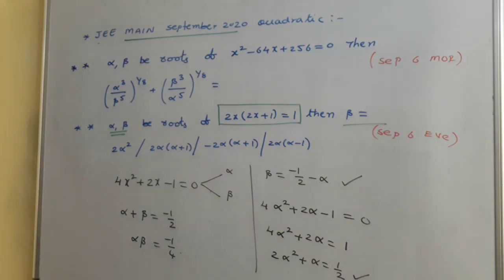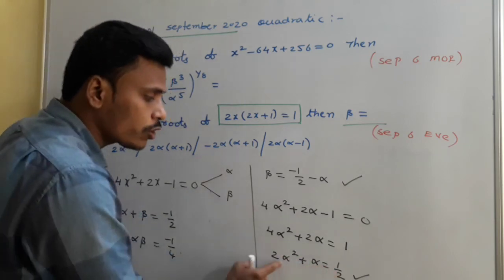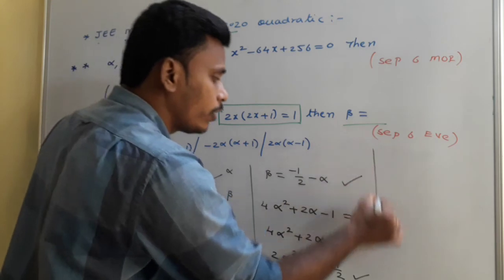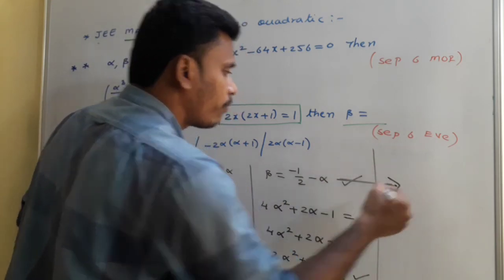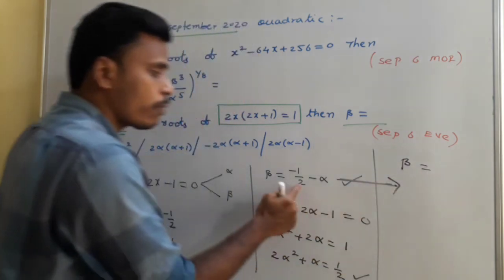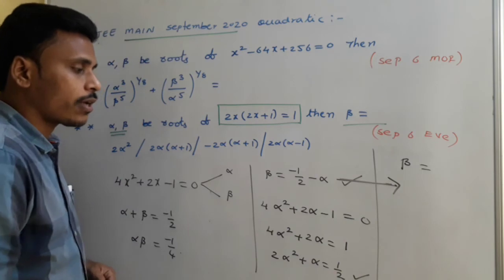Okay. From sum of the roots, beta is equals to minus 1 by 2 minus alpha. And since alpha is a root, replace alpha in the place of x. So now 1 by 2 is 2 alpha square plus alpha. But what is minus 1 by 2? Now I will use this part. Okay. See, somewhat bit logical here actually. So beta, which is equals to minus 1 by 2 minus alpha. 1 by 2 is this 2 alpha square plus alpha.